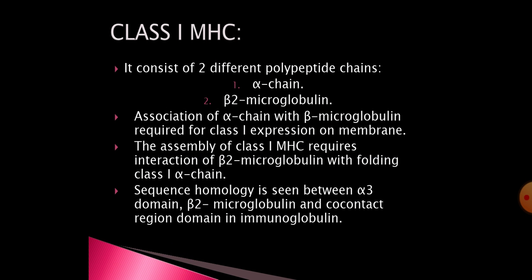The association of the alpha chain and beta chain is important because they are required for class 1 expression on the membrane, and the interaction of both chains is also important during the assembly of the class 1 molecule.